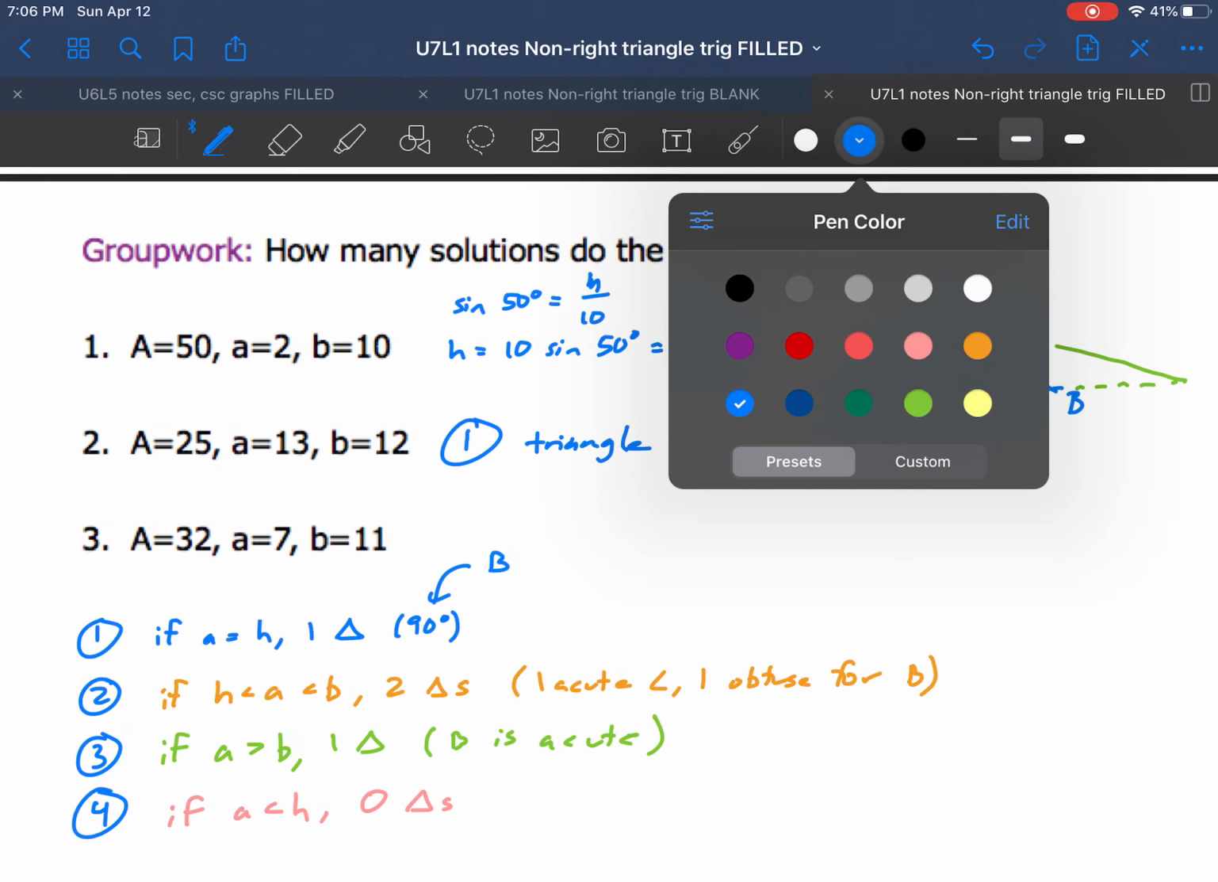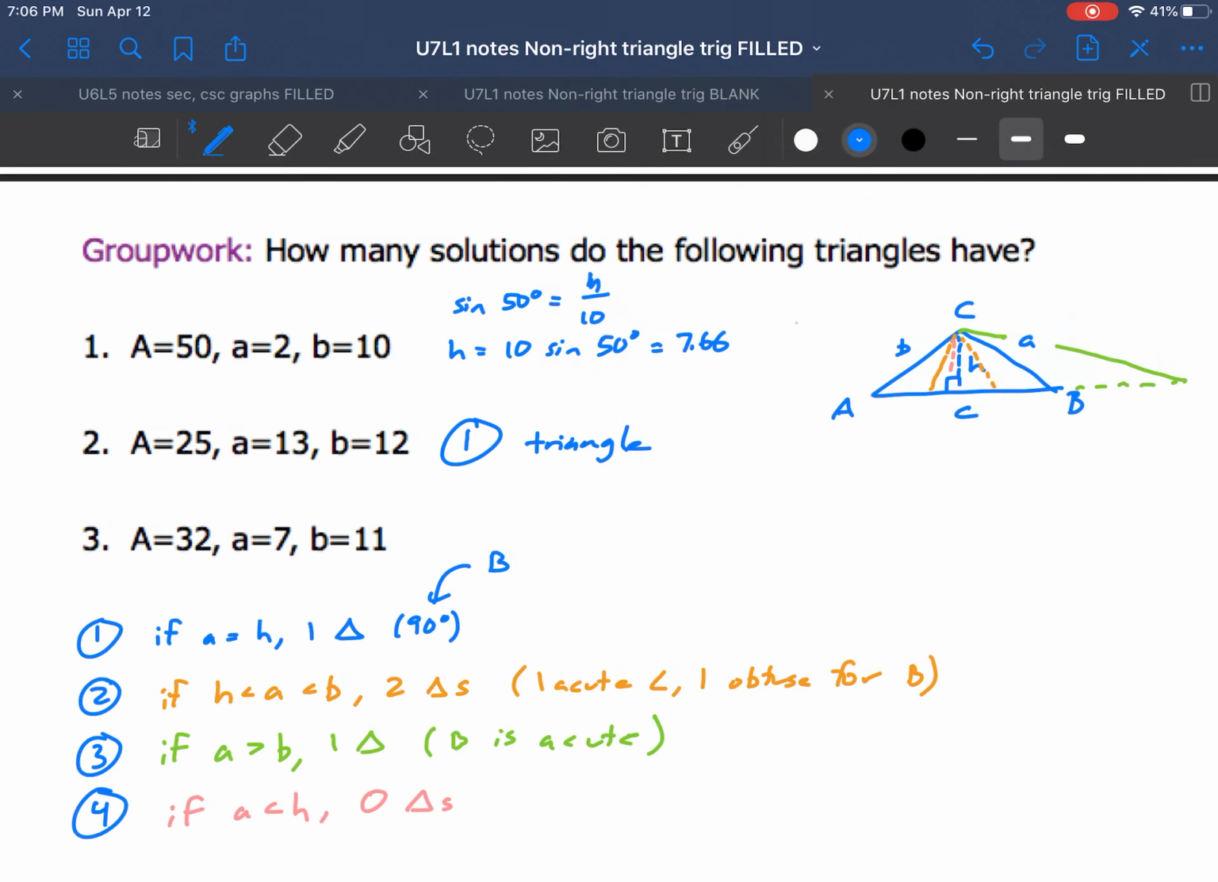Let's do a different color because I'm getting kind of crazy with colors here. So I'm going to say A is less than 7.66, which is equal to h. No triangle. Okay? That's no triangle. This is one triangle.